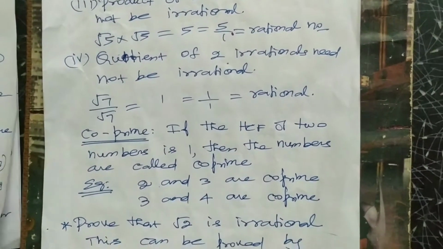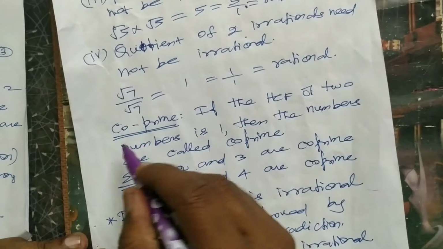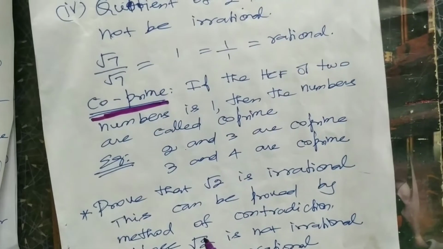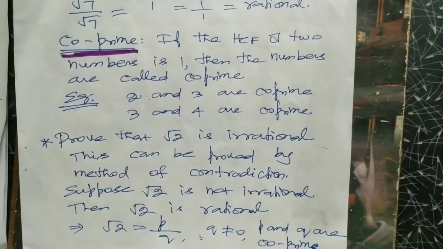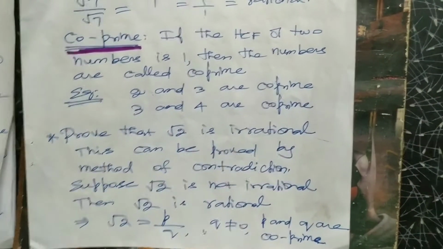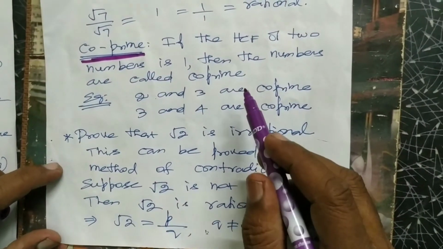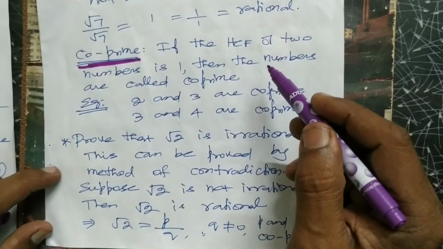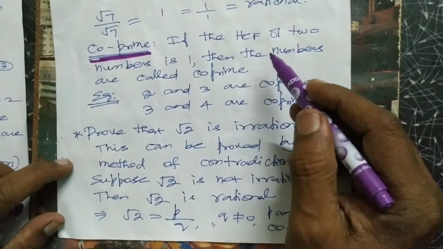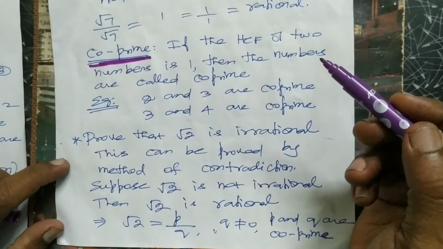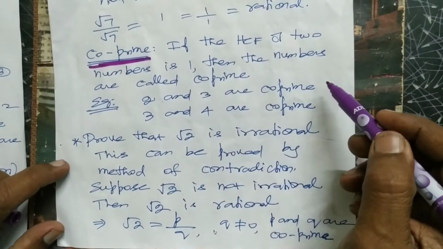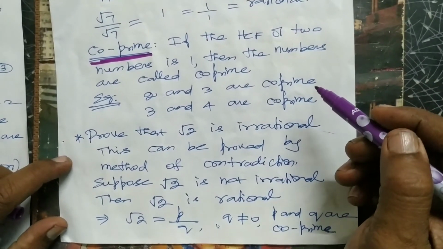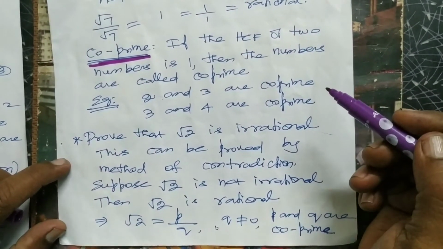Now let us see some definitions. Co-prime. What do you mean by co-prime? It means if two numbers do not have a common factor other than 1, that is, 1 is the only common factor, then such numbers are called co-prime. Otherwise, we can say that if the HCF of two numbers is 1, highest common factor is 1, then they are called co-prime. Example, 2 and 3 are co-prime, 3 and 4 are co-prime. They have only 1 as common factor.